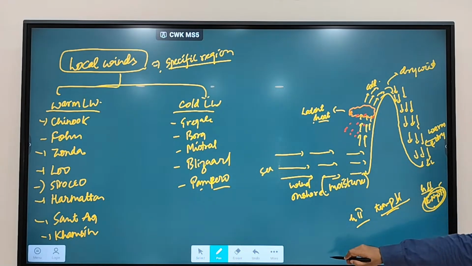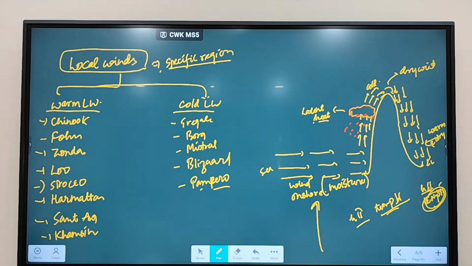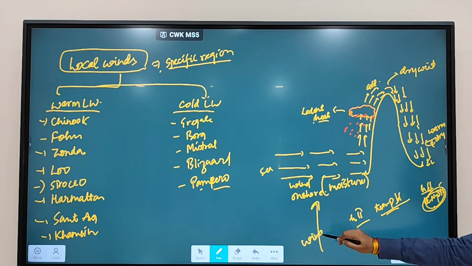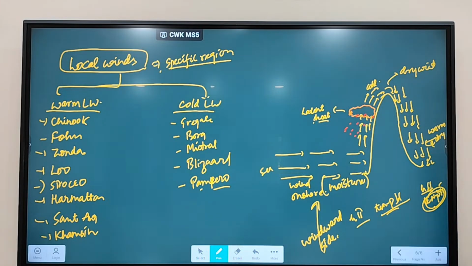So this side of the mountain which experiences the onshore wind is called as what? It is called the windward side of the mountain. And this side of the mountain which experiences the warm and dry wind is called the leeward side of the mountain.